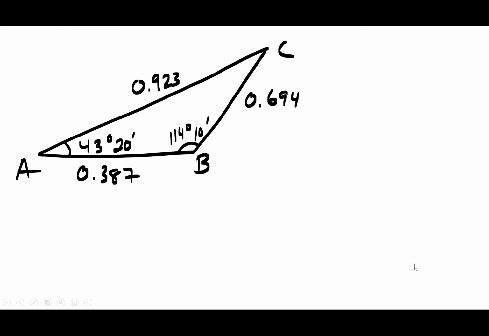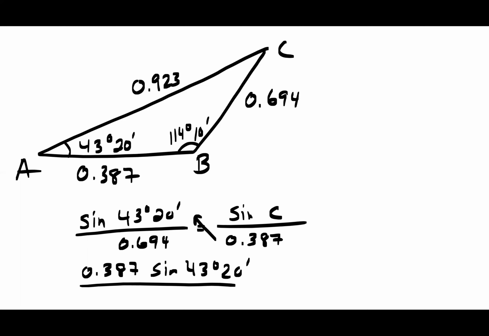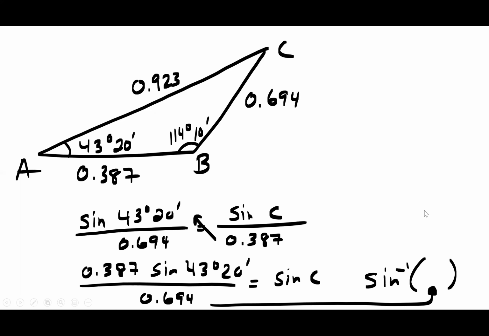Let me do it two different ways. Angle C could be found by using the law of sines, and it's going to be sine of A over little a equals sine of C over little c. At this point, let's multiply the 0.387 across, and it's going to be that now, equal to sine of C. And then don't forget, we're going to take the sine inverse of all of this right over here. All right, one more calculator problem.